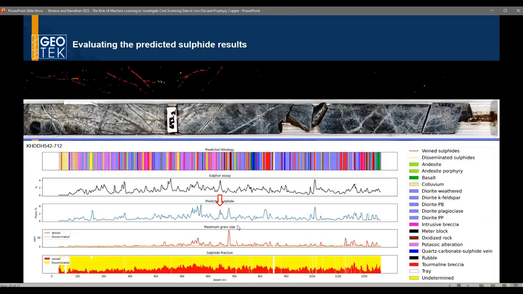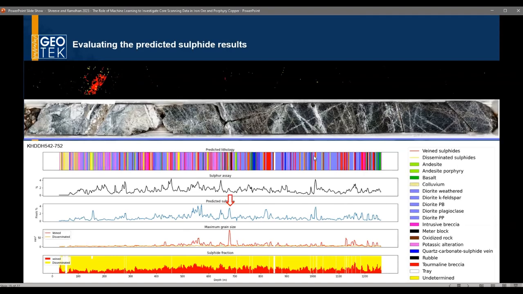So how does that look for the larger picture? Here's a case. We've got 3 different examples from one of the boreholes here. This plot here is the extracted sulfide image. This is the original image. We've got our predicted lithology, which you can see on the right-hand side. We've got our predicted sulfide here based on what we see. And the cumulative plot is a proportion of veined versus disseminated sulfide. And what you can see, and this is sulfur assay in the black, is that we get good general trends that match with this. And we can see that consistently.